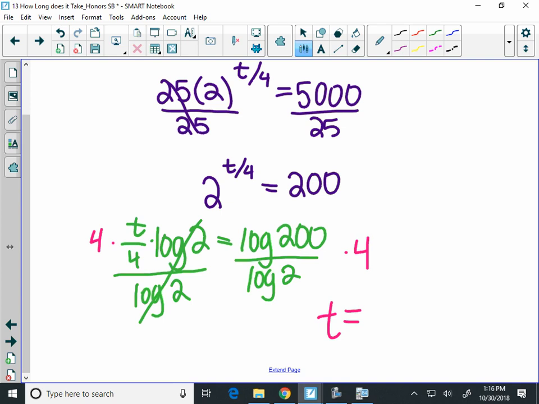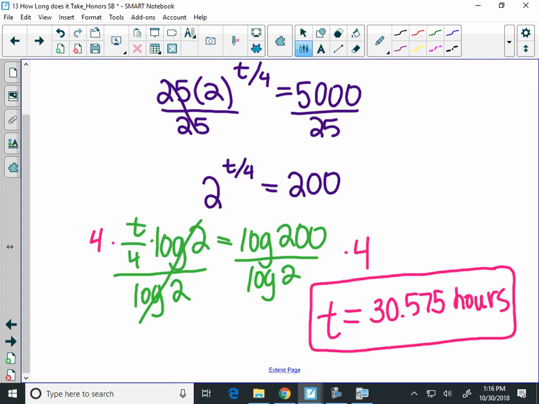What do you get? 30.575. So it is right in between 30 and 31, 30 and a half hours. So we have one more here. Similar modeling problem if you want to flip your paper over.